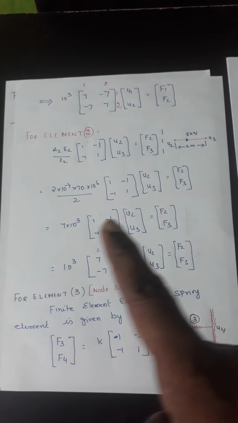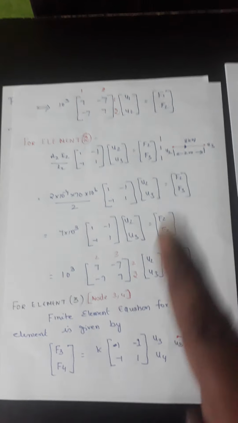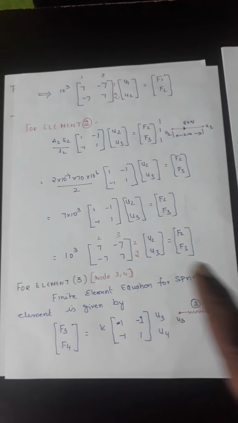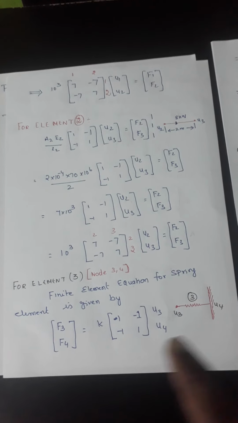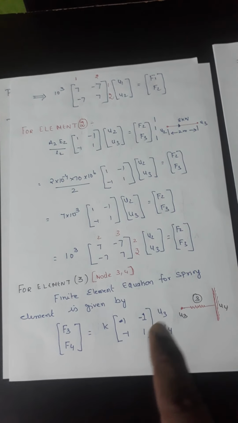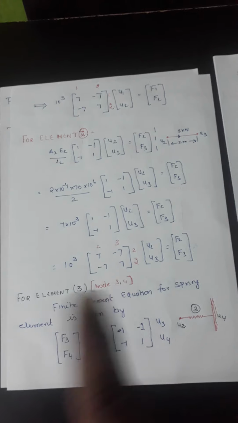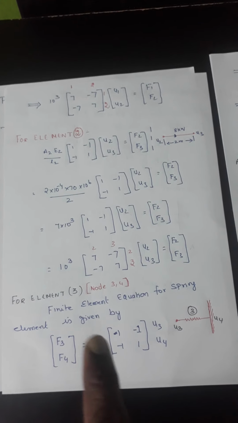Here I have written the nodes 2, 3 for this element, and 1, 2 for the earlier one. So, the finite element equation of element 3: the third element is a spring element. Instead of AE by L, I have written K, with [1, -1; -1, 1], U3, U4, F3, F4. Now I am going to apply the equation. The spring constant is given, that is 2000 kilonewton per meter. I have taken out 2000, that is 10 to the power of 3, and made this equation.